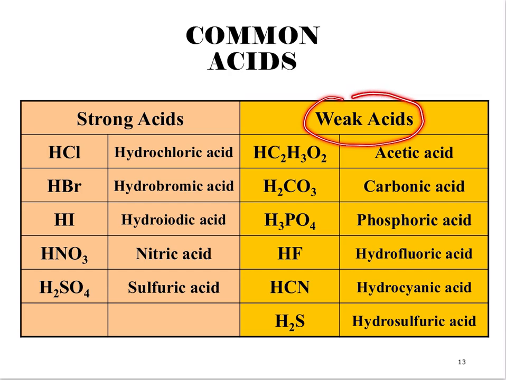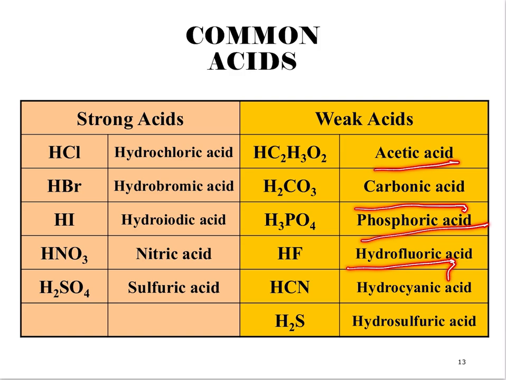And then weak acids, something like acetic acid, carbonic acid, which is the acid and buffer that you have in your blood, and phosphoric acid. Hydrofluoric acid is considered a weak acid because it's so small and electronegative that fluorine ions will not pull hydrogens in solution or donate its proton in solution. Hydrocyanic acid and hydrosulfuric acid. So those are some examples of weak acids and weak bases.